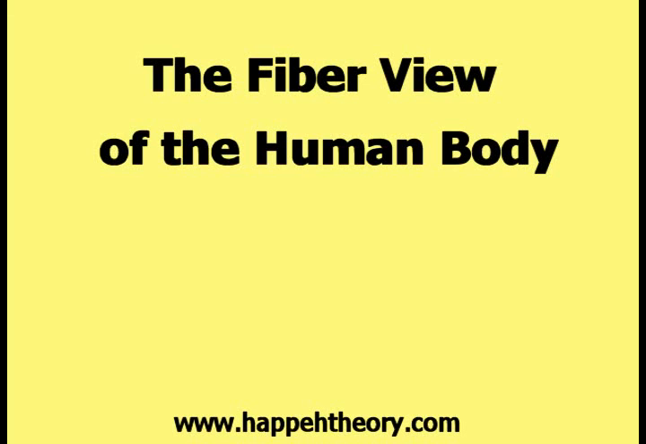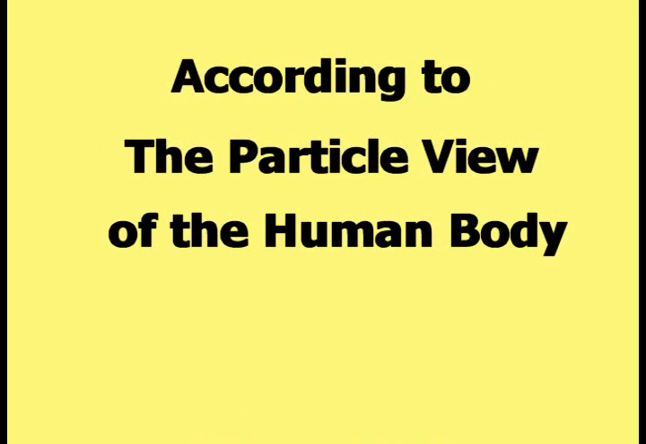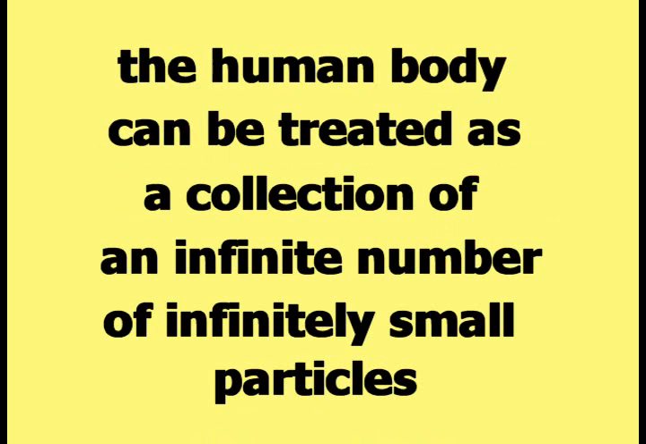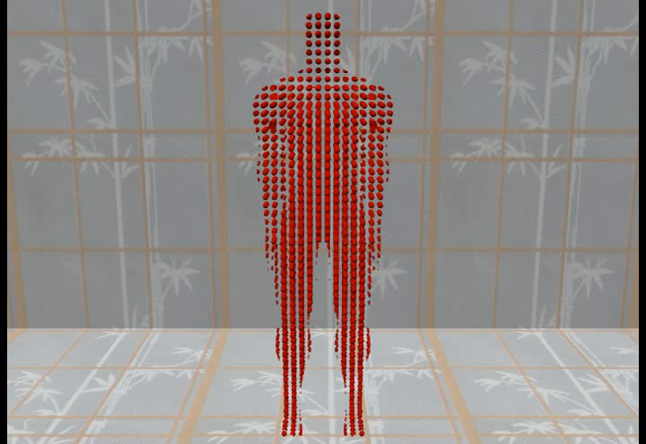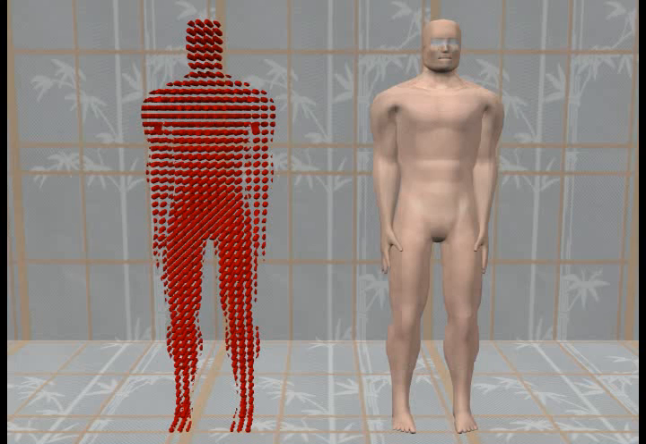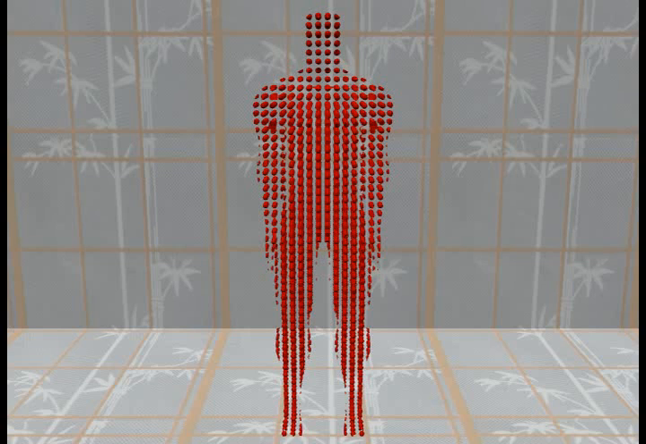This video is about the fiber view of the human body. According to the particle view, the human body can be treated as a collection of an infinite number of infinitely small particles. This object will represent a particle in this video. This picture shows a small number of the particle objects gathered together in the shape of a human body to provide an example of what the particle view of the human body looks like.